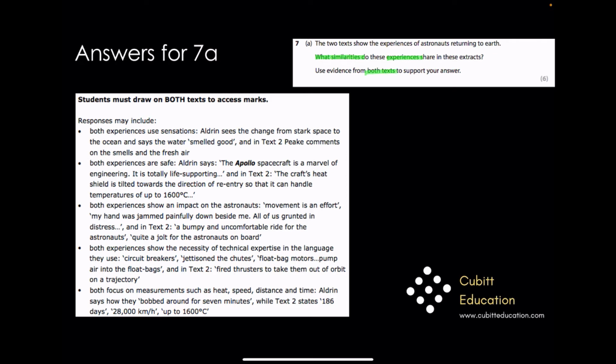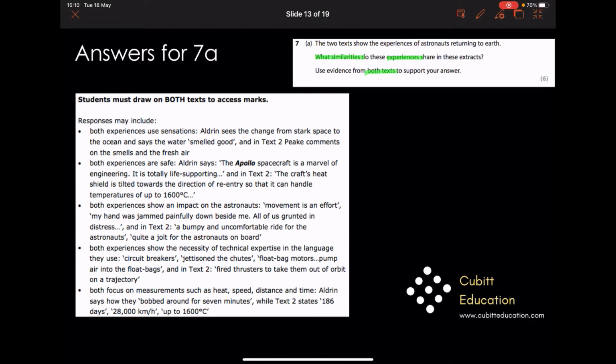Now here are the responses that you should have had, obviously not all of them. You only need about 3 of them, okay? So let me just grab a pen. So about 3 or 4 sentences, sorry, that's meant to say sentences, okay, with evidence from the text, all right? So let's have a look at these examples then.